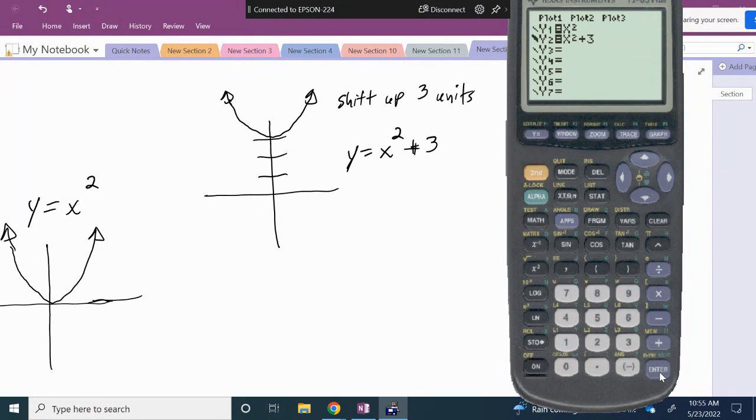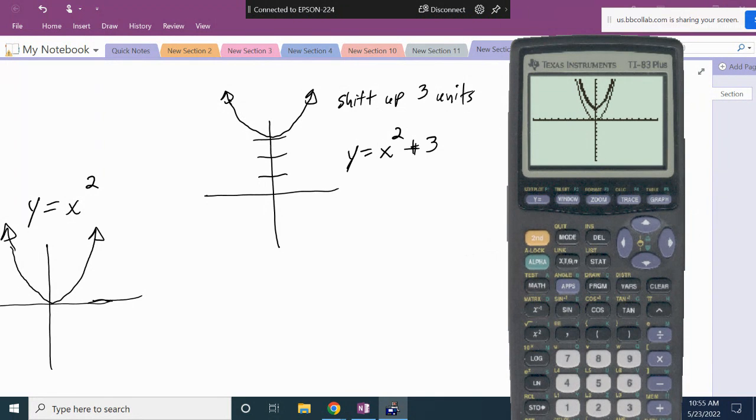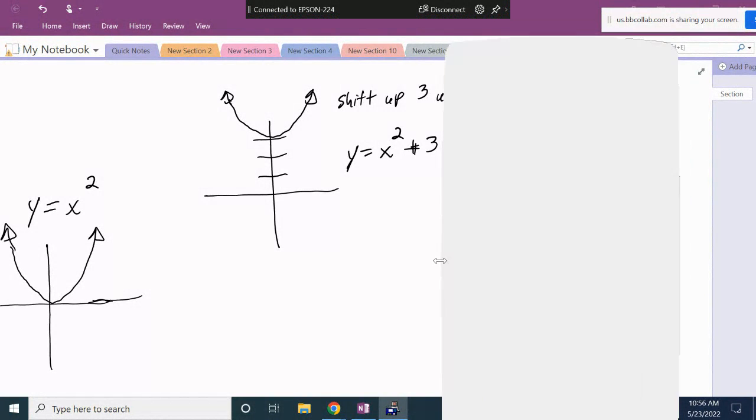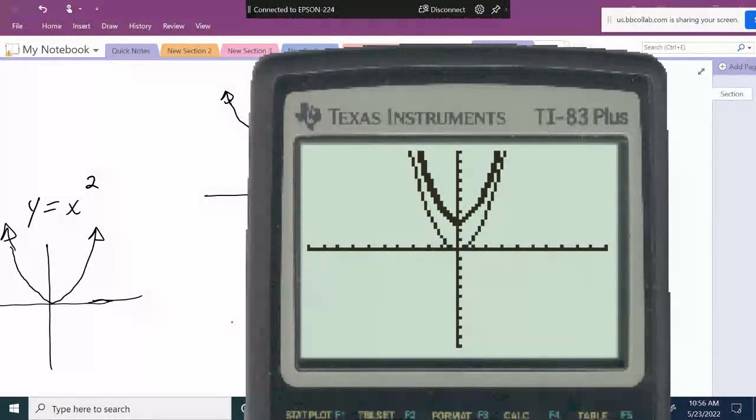So you may or may not have seen that before. Now if I hit graph, notice that my thicker line, and I'm going to try to blow this up, is y sub 2, which is x squared plus 3. Notice it shifted the graph up 3 units. So if you wanted to shift any one of the previous graphs we talked about up, you would simply add a constant.